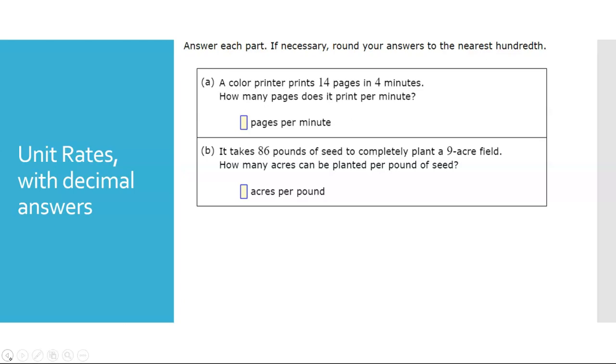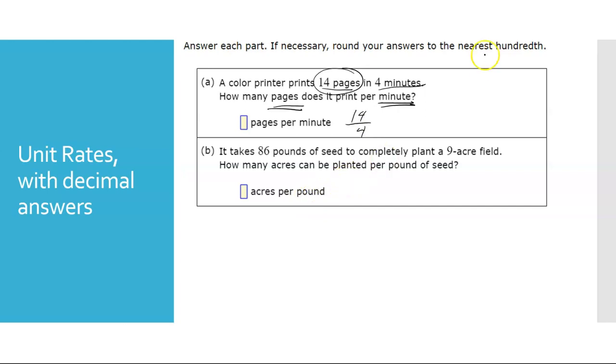For all of these, I encourage you to pause the video and try and work the question yourself first. See if you get the same answer that I do. For this question, it tells us that a color printer prints 14 pages in 4 minutes. How many pages does it print per minute? So looking at this, I want to see how many pages it prints per minute. So I'm going to take the number of pages and divide that by the number of minutes.